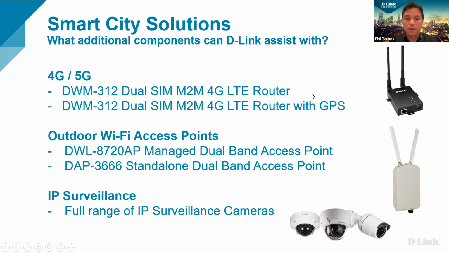Of course, we've got a full range of wireless access points with a couple of Wi-Fi access points in this range here, shipping today, the DWL8720 and the DAP3666, either a managed or a standalone dual band wireless access points, both delivering 802.11ac Wave 2. Both of those products are IP67 rated, so very much able to be installed in a fully outdoor environment.